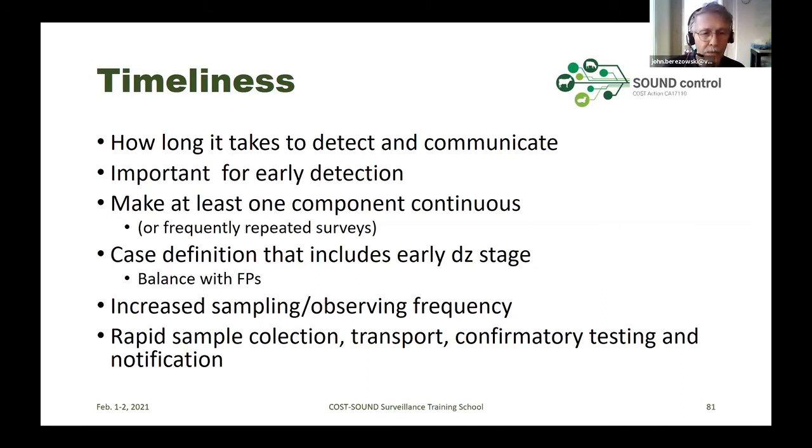Having a good case definition that focuses on the early stages of the disease is important. You can increase sampling if you're doing repeated studies, or increase the frequency of observation. And rapid sample collection, rapid transport, and rapid confirmation of test results, followed by rapid notification, are all important. So we consider the time between when something happens in the population, we collect the sample, we test it, we confirm it, and then we get the results to the people that need to make the decisions as the timeliness.